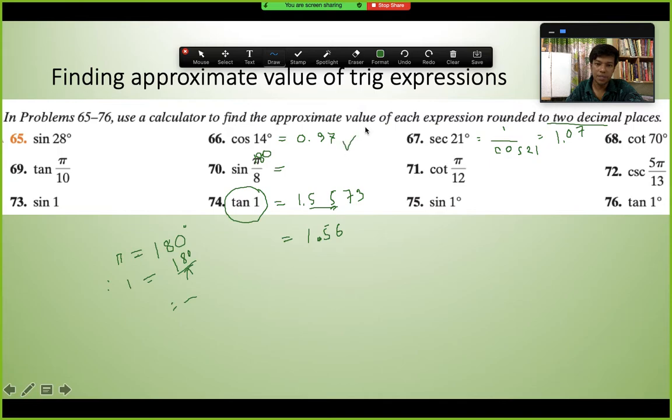In our previous example, the next digit was less than 5, so we just remove the remaining digits. Okay, so this is the rule for rounding.